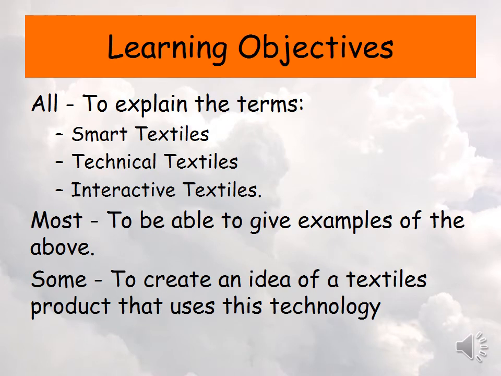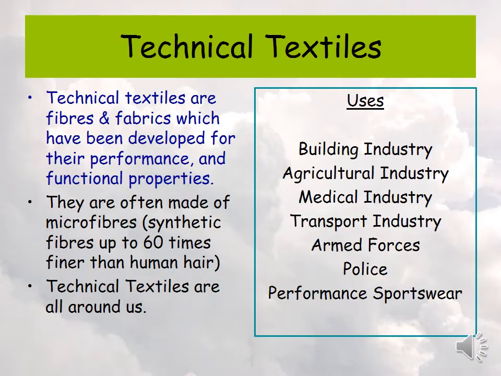The learning objectives for this lesson are that at the end all of you will hopefully be able to explain what these terms mean: smart textiles, technical textiles and interactive textiles. Most of you for a higher grade would be able to give examples for each of the above, and some of you would hopefully be able to create an idea of a textiles product. It could be a sportswear product that uses some of this technology, so it could be one technical textile or maybe more. So what are technical textiles?